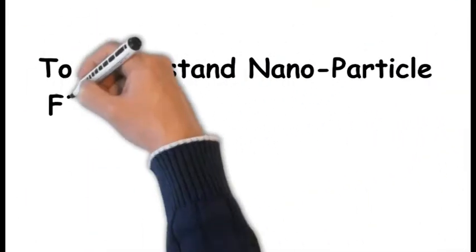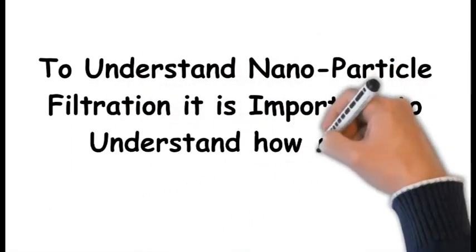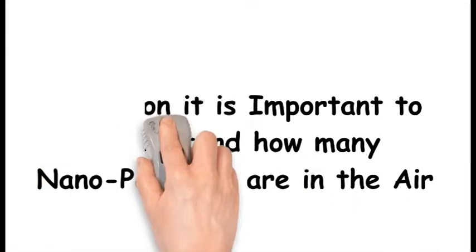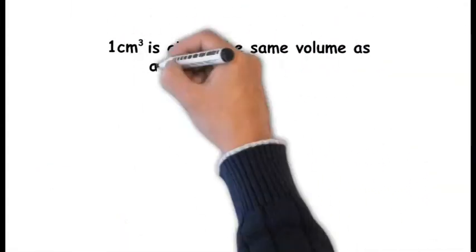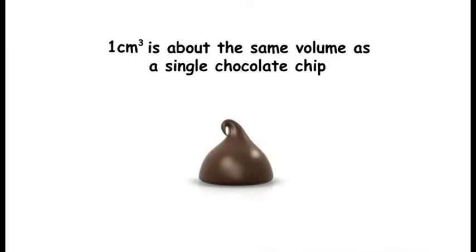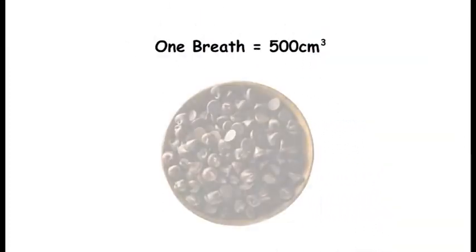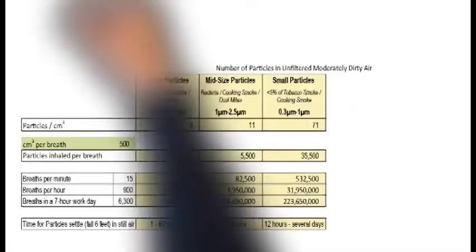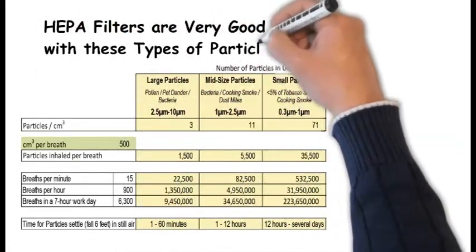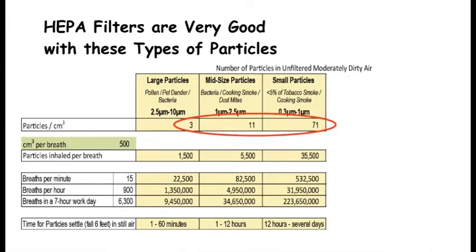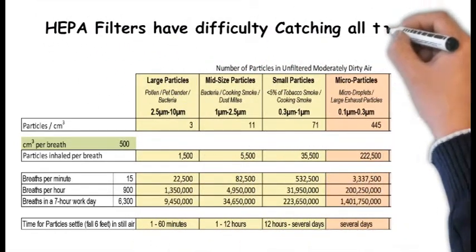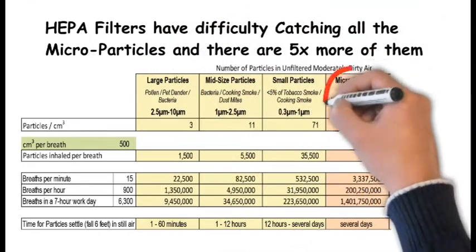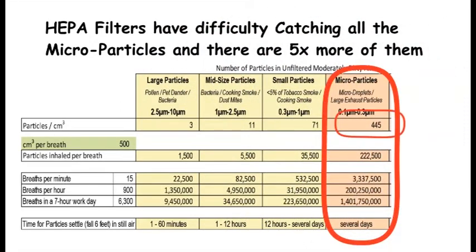To understand nanoparticle filtration, it's important to understand how many nanoparticles are in the air. 1 cubic centimeter is about the same volume that you find in a chocolate chip. Each breath you take is about 500 cubic centimeters. HEPA filters are very good with large particles, mid-sized particles, and small particles. There are about 85 of those in every cubic centimeter of moderately dirty air. HEPA filters have difficulty catching all the microparticles, and there are 5 times more of them. There are 445 microparticles per cubic centimeter of moderately dirty air.